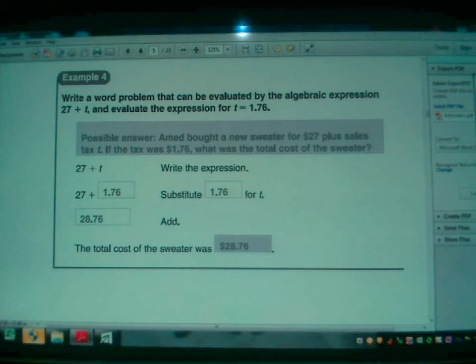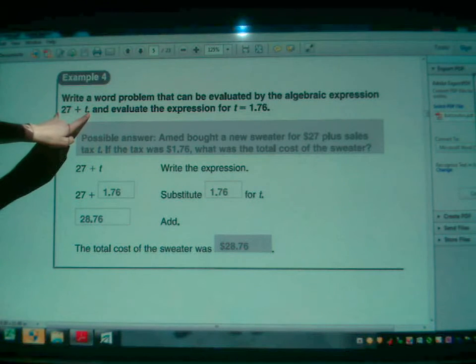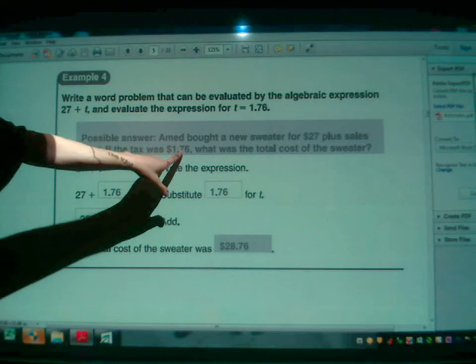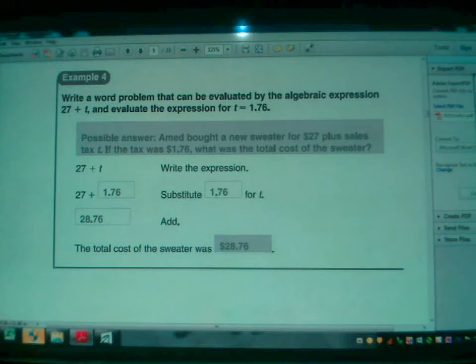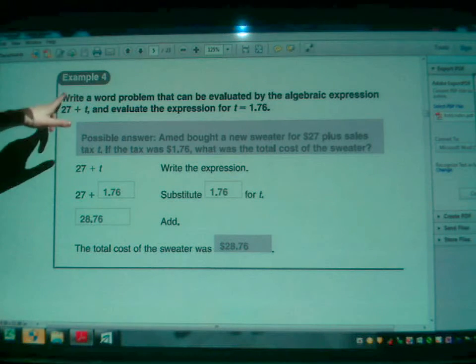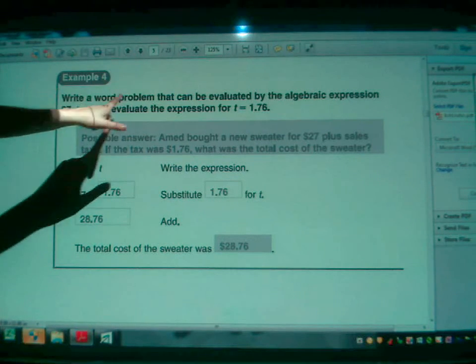So as you can see, what they decided to say here is that Ahmed bought a new sweater for $27 plus the sales tax, which is what they're calling the variable t. If the tax was $1.76, what was the total cost of the sweater? So as you can see, they've got $27 plus the sales tax t takes care of this 27 plus t part. And then they're saying here the tax was $1.76, which takes care of t equaling 1.76. So we've taken care of this first part where they've asked us to write a word problem.